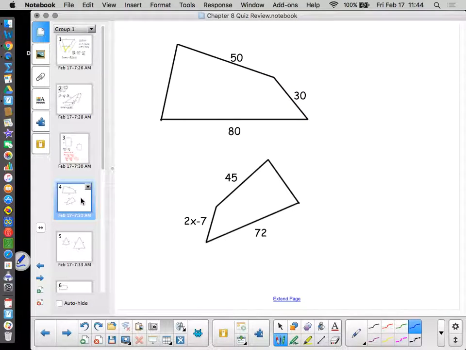Same basic idea. Again, let's start with what we're trying to find. 2x minus 7. What side does that correspond to? Now, this isn't as easy because I'll flip it around and twist it. The 30. Equals, I need to find another pair of corresponding sides and set it up. Now, I went small to larger, so I better go smaller to larger again, be consistent. 45 to 50 would be fine.